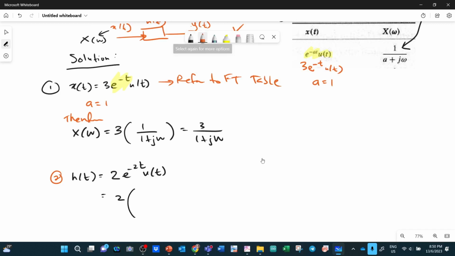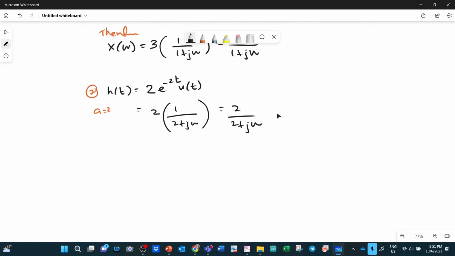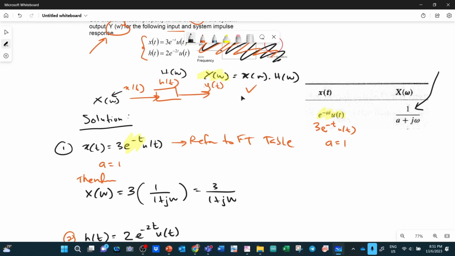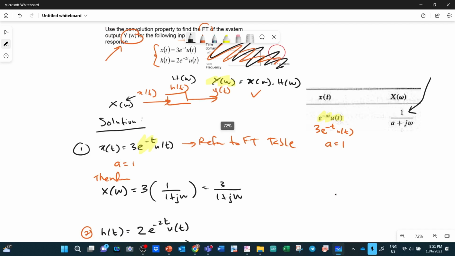What is A for H(t)? A is equal to 2. So you have 1 over 2 plus J omega. So you have 2 plus J omega. Now you can actually write out the equation: Y omega equals X omega times H omega.